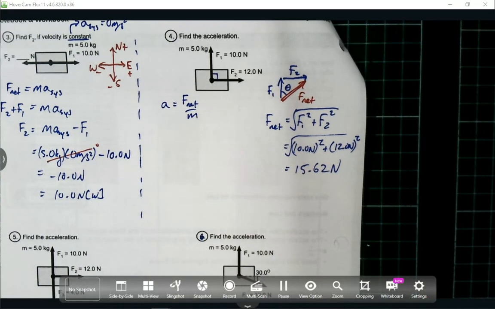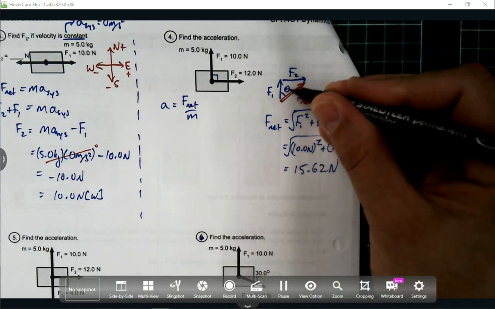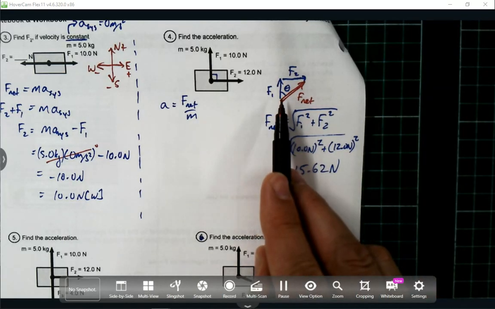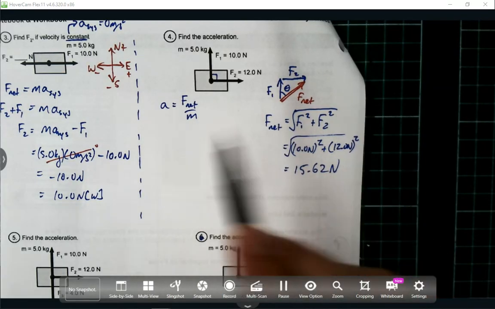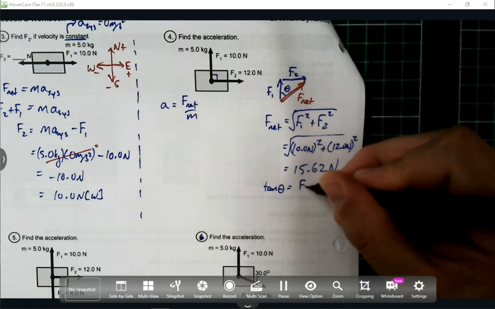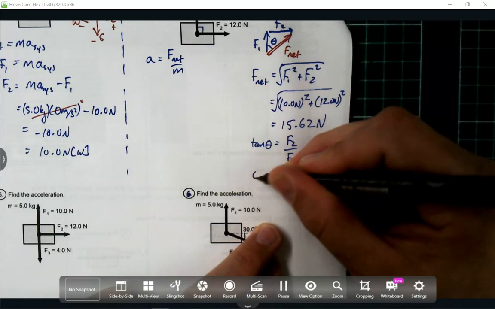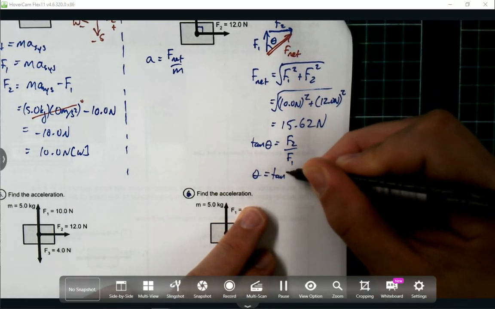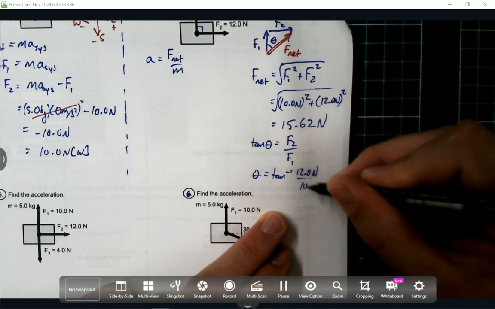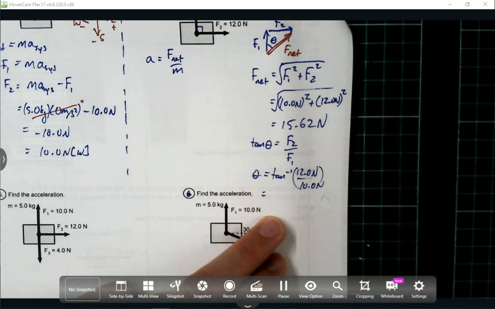Now in terms of the theta values, what do you like better, sine or tan or cos? What am I most confident about? Tan, right? Because I know F1 and F2, opposite and adjacent. So I could say tan of theta is equal to the opposite, F2, over the adjacent, F1. Notice that I'm not using op and adj. I'm using the actual variables so that somebody could debug me if I make a mistake here. So tan inverse of F2 over F1, 12.0 newtons divided by 10.0 newtons. And again, I get a theta value of 50.2.